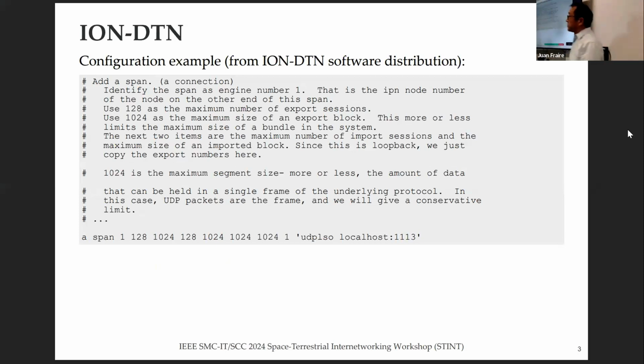This is taken from the ION example configuration, which comes with the ION distribution. And one of the parameters, this one, determines the maximum segment size. In this case, it's set to 1024. And this is done, of course, before we can start sending any bundle. This is something that someone has to decide, someone with sufficient expertise and knowledge of what the operational conditions of the channel are going to be in the future.